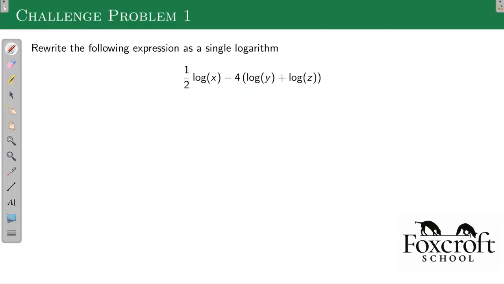So the big thing here is we have this set of parentheses with this -4 in front. You have to make sure to distribute this -4 into both of these. Our first step's not actually doing anything with the logs, which is why this one's a challenge problem. And now that we have it written similar to our previous examples, now we can put the exponents in.